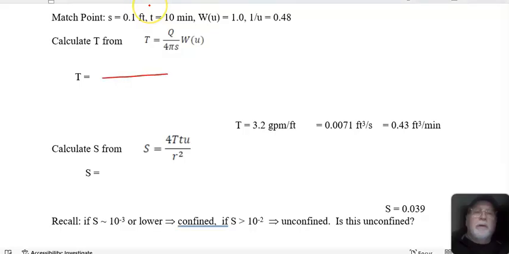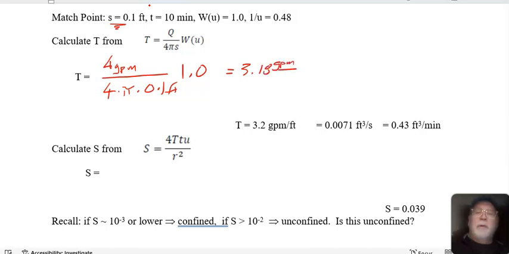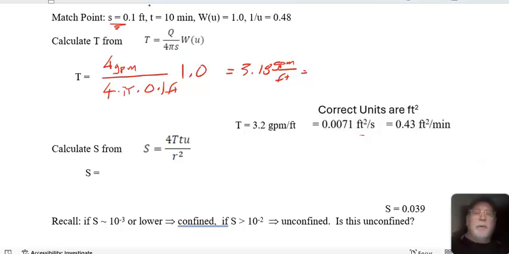I have Q equals, looking over here, 4 gallons per minute. I convert units later. Over 4 times pi times the drawdown from my match point, which is 0.1 feet, that does have units, times W of U, which does not have units, is 1.0, and that equals 3.18 gallons per minute per foot, and that translates out to 0.071 cubic feet per second, or 0.43 cubic feet per minute.